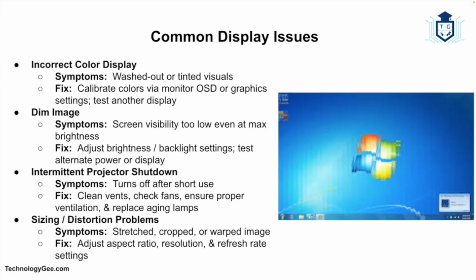And then you have a distorted image. So a distorted image, this can be caused by problems with the cables, graphic card, or the display settings. And the symptoms are the image appears stretched, warped, or has weird shapes, or the screen shows pixelated or garbled images. So here's how you troubleshoot that.